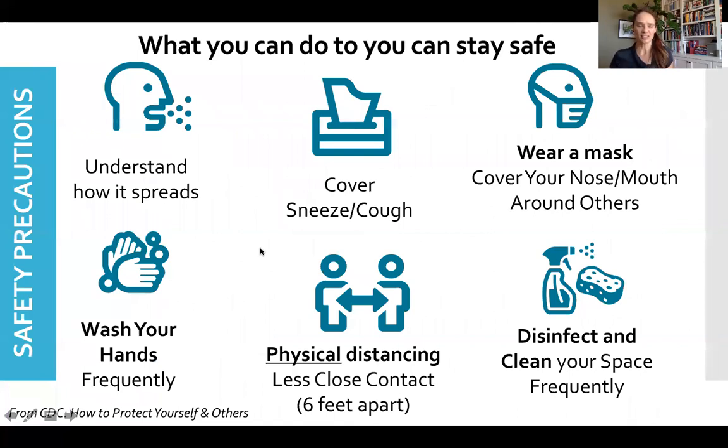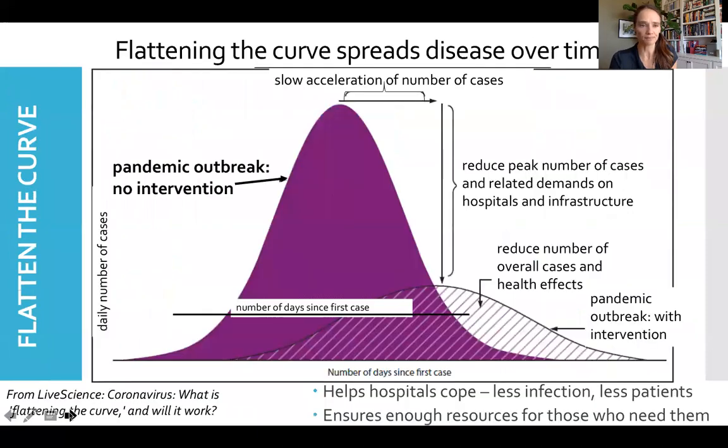So what can you do to stay safe besides rely on your immune system? Well, we know how it's spread. It's aerosolized. So what you can do is cover any sneezes or coughs. You can wear a mask, especially when you're around other people out in a public place, particularly with people you don't live with. You can wash your hands frequently. You can stay physically distanced when you go into public places, so 6 feet apart or more would be most advisable. And then also disinfect and clean the places that you are as frequently as you can.